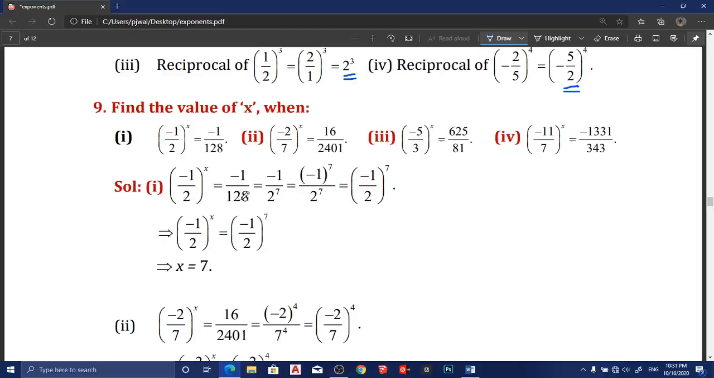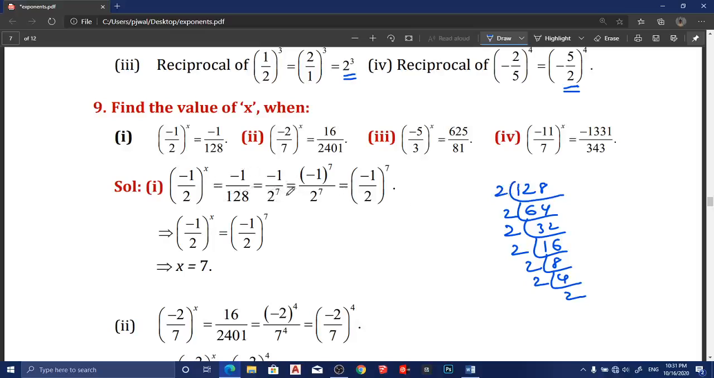So by writing this 128 as the exponent of 2, you will get 2 to the power of 7. You know how to find out the exponential form of 128. Take the prime factors. 2 6s are 12, 2 64s, 2 32s, 2 16s, 2 8s, 2 4s, 2 2s. How many times? 1, 2, 3, 4, 5, 6, 7. So 2 raised to the power of 7. Now you converted this right side part.